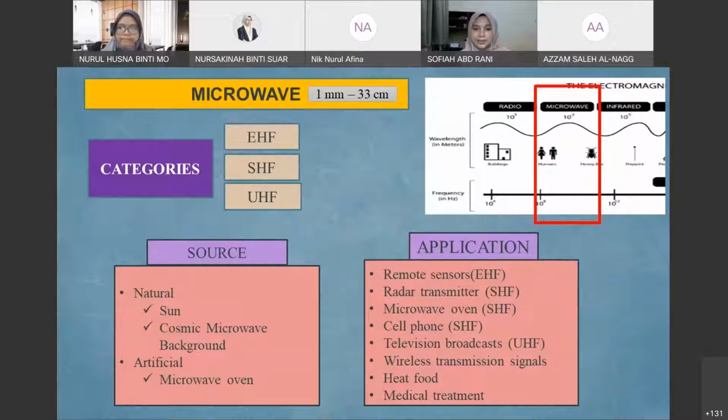Okay, microwaves have a wavelength range between about 1 millimeter to 33 centimeters, with frequencies ranging from 300 megahertz to 300 gigahertz. Microwaves are suitable for wireless transmission of signals having higher bandwidth. There are three subcategories of microwave radiation: extremely high frequency, which is used in remote sensors; super high frequency, which is commonly used in radar transmitters, microwave ovens and also cell phones; and finally ultra high frequency, which is used in television broadcast, walkie-talkies, and also cordless phones.